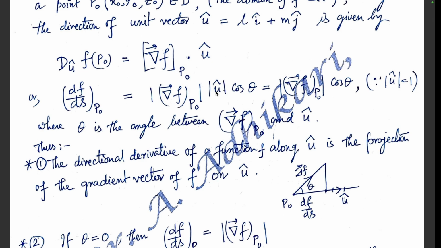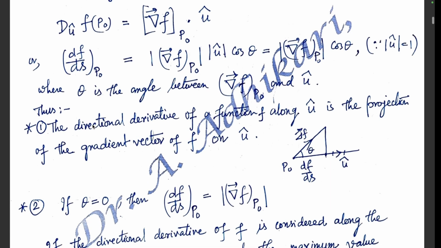So this is the unit vector u cap, so mod of u cap is equal to 1. So we get the modulus of grad f at the point p0 into cos theta. Thus, here are some important results.